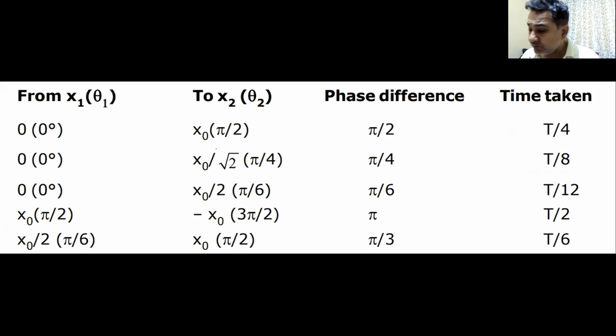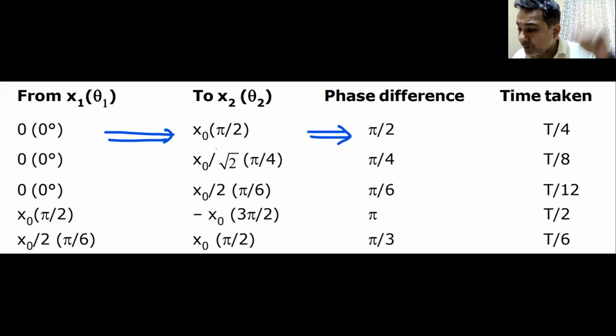And again, this is nothing new. Just telling you a difference in angle with difference in time. From 0 to pi by 2, the difference in angle is pi by 2. Do we understand this? Yes, sir. 2 pi corresponds to T. So pi by 2 will correspond to T by 4. Do we understand this? Yes, sir.